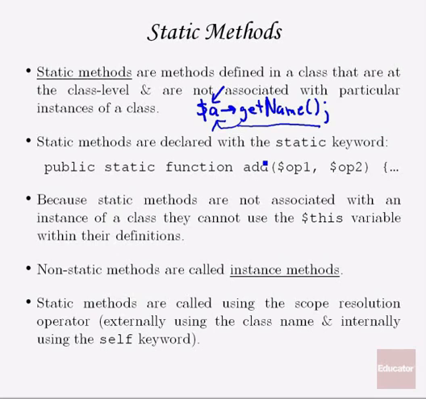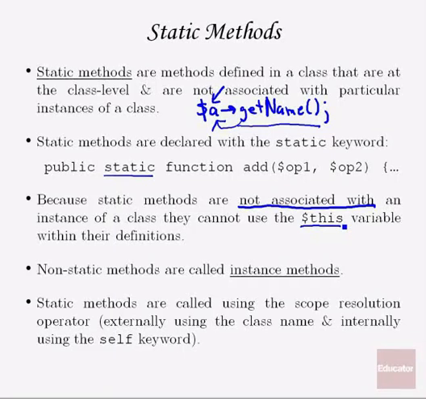A static method, on the other hand, is not specific to an instance of a class. And we're actually going to see that you access it using the scope resolution operator. The way you declare a static method is just like you do any other method in a class, except you include the static keyword. And because static methods are not associated with a particular instance of a class, they can't access the this variable within their definitions.